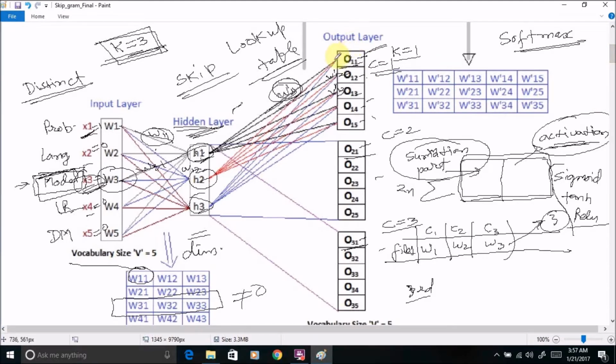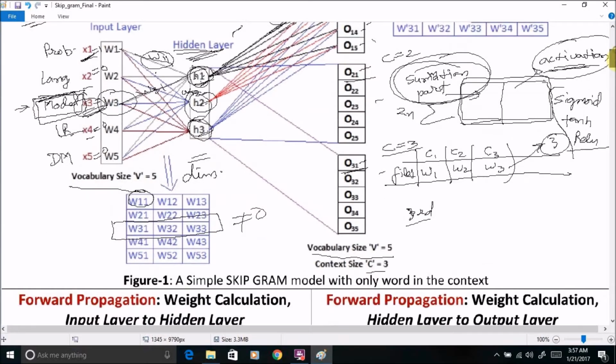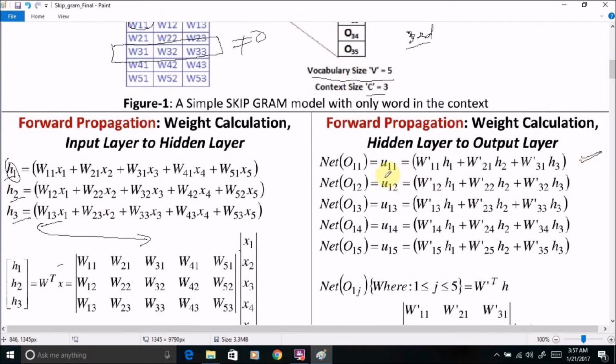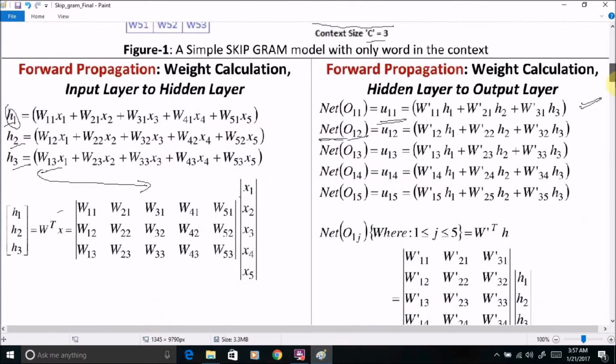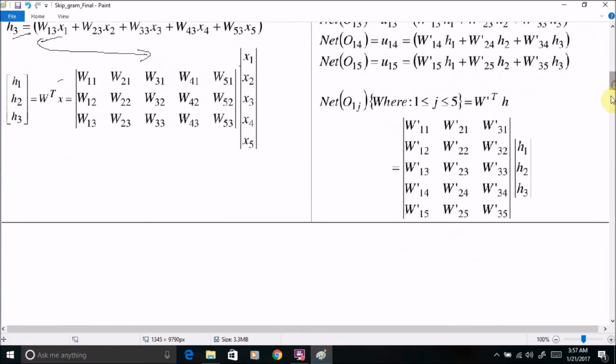Now the summation part of this weight can be calculated by taking the weight of h1 into its neuron weight to o1, the weight of h2 into the neuron weight from h2 to o1, and the weight of h3 into the neuron weight from h3 to o1. So it will be just like a summation. We represent this weight as u11. Similarly, we can calculate the net or summation weight for O12, O13, O14 and O15 like this. And we can represent this as a simple matrix multiplication also.